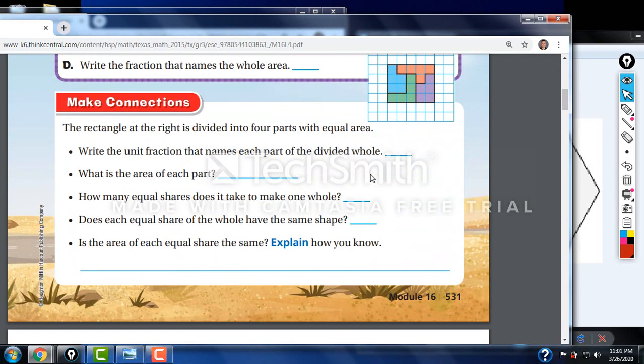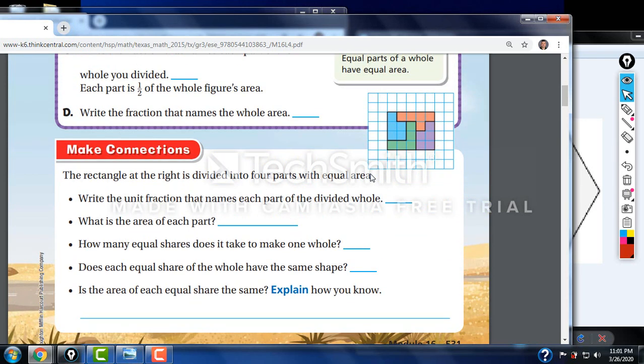Okay. We're going to do this together. The rectangle at the right is divided into 4 parts with equal area. So here are the 4 parts. Okay. And the area is equal. So if you want to pause the video and attempt to answer these questions and then check to see how you did, that's fine. If not, just follow along with me. So if you want to pause it now.